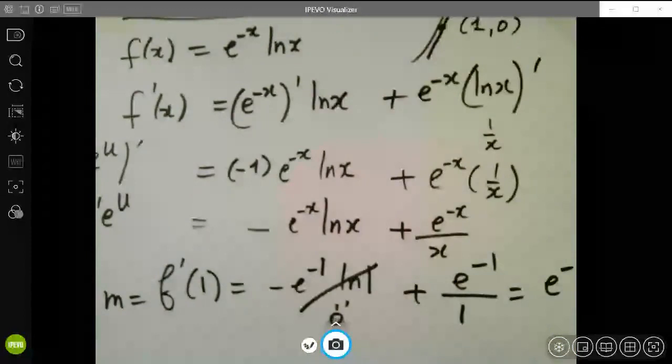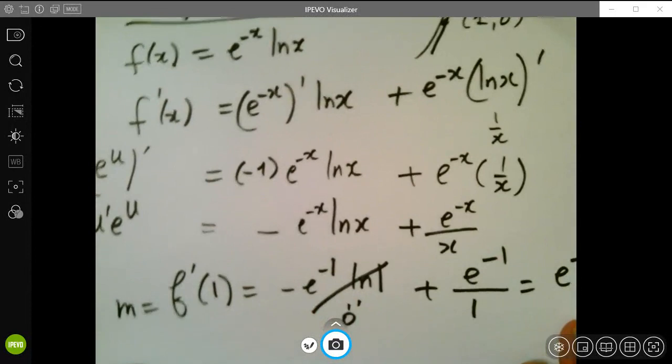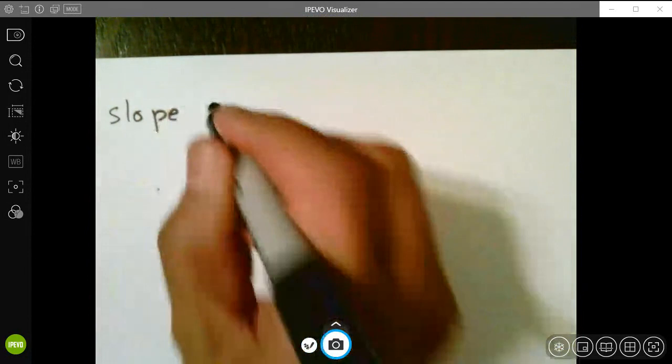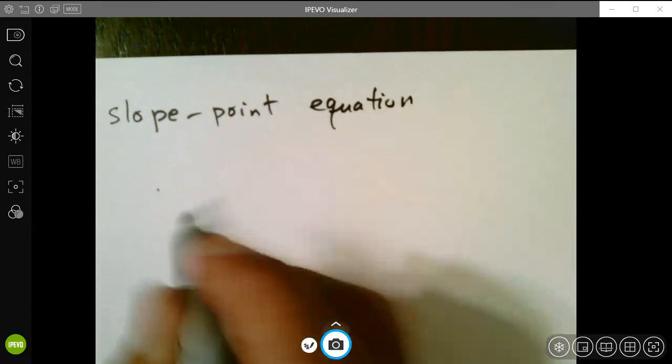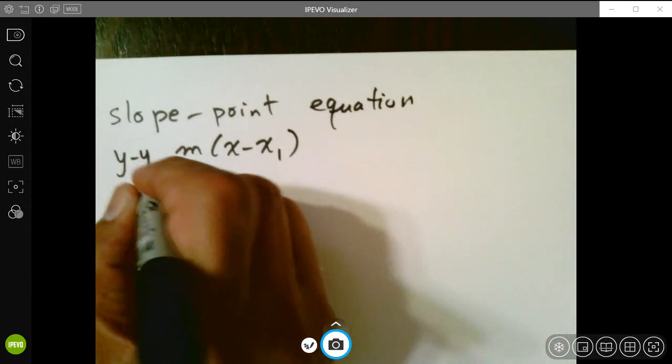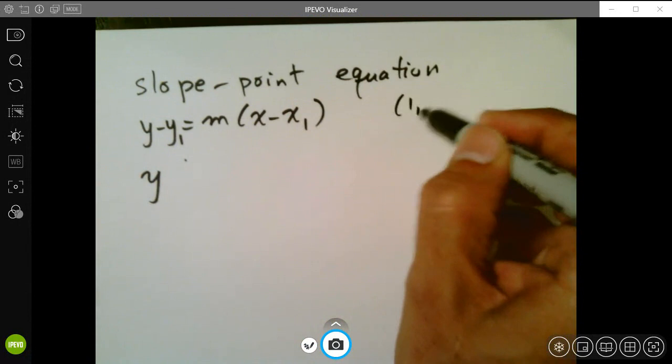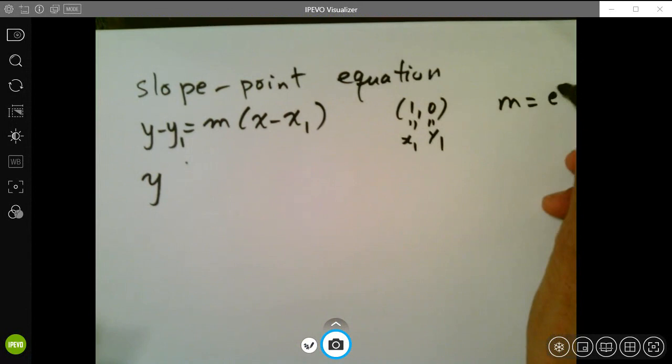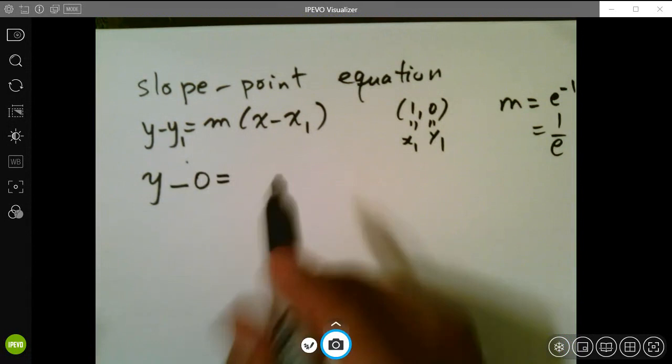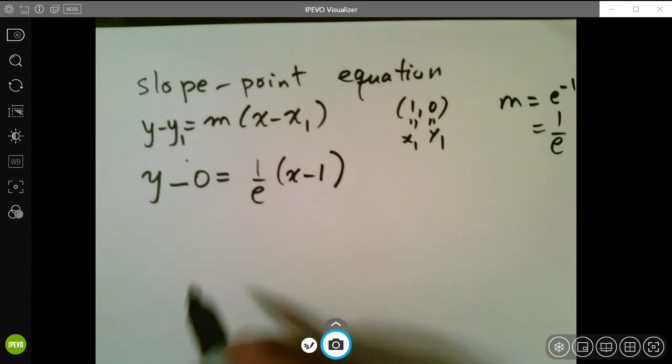Okay, so now what is the equation? What do we have? The slope, the point, the equation. This is y minus y1 equals m times x minus x1. At 1, 0, that's x1 and y1, and m is e to the negative 1, or 1 over e. Then I will get y minus 0 equals 1 over e times x minus 1, which is y equals 1 over e times x minus 1 over e.